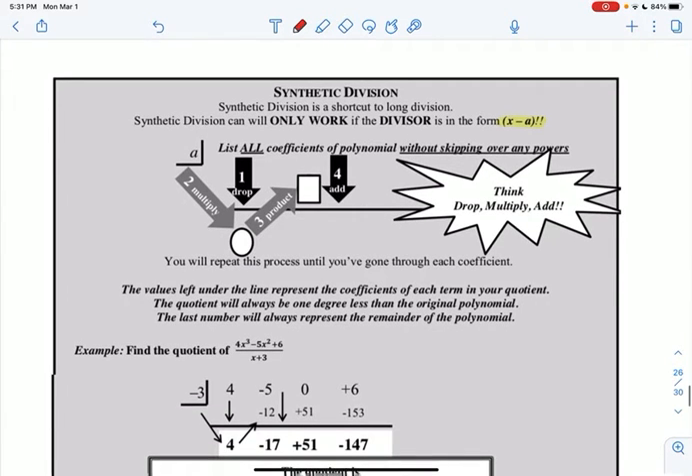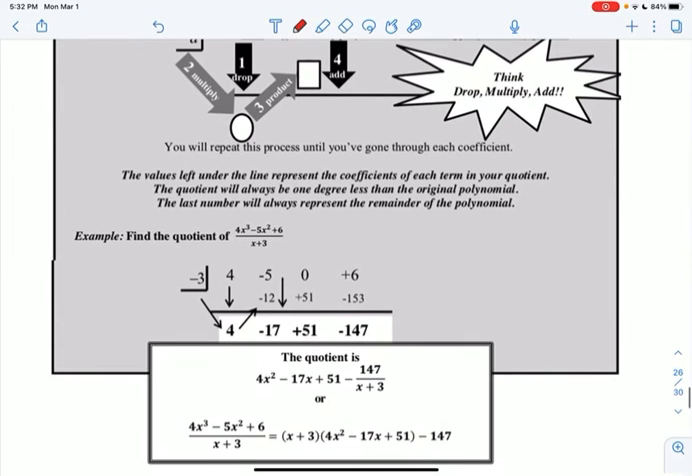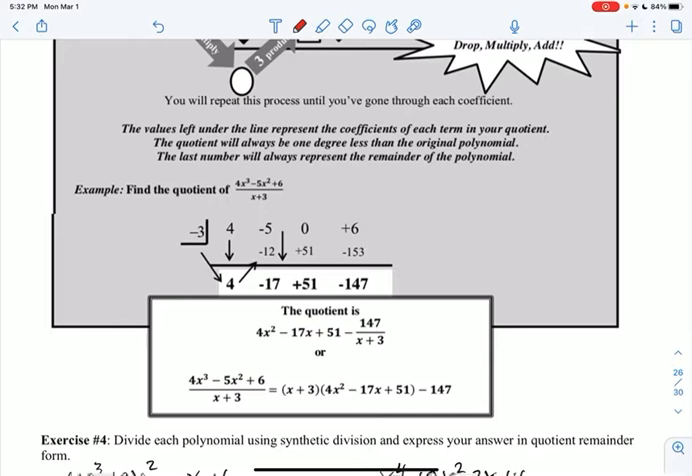Now here's what you do. That a, so it's x minus a, is the number that I am putting out here. I list all the coefficients of the polynomial without skipping over any powers. So if there are any powers that are missing, I do have to put in that 0. All right? And basically, you are dropping the number, multiplying, and then adding. I'm going to show you. So you just keep repeating that process. It's a little tricky. But anyway, let's look at an example, because I think it will make more sense if you see it with numbers.